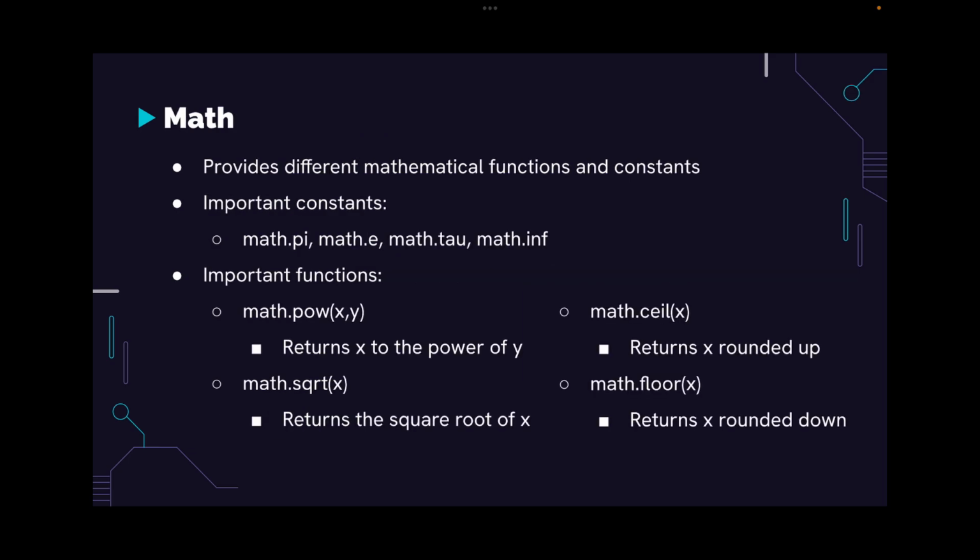All right, so for our first library, math. Math provides different mathematical functions and constants that we can use. Important constants include math.pi, math.e, math.tau, and math.inf. Some important functions are math.pow(x, y), which returns x to the power of y, math.sqrt(x), which returns the square root of x, math.ceil(x), which returns the ceiling of x, aka x rounded up, and math.floor(x), which returns x rounded down.